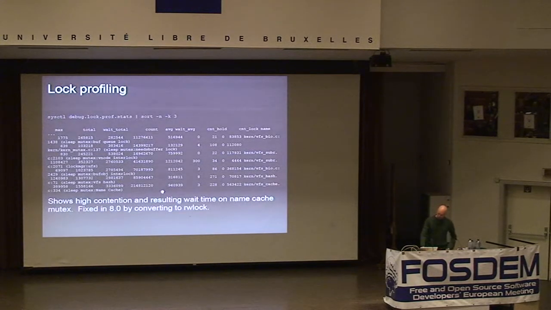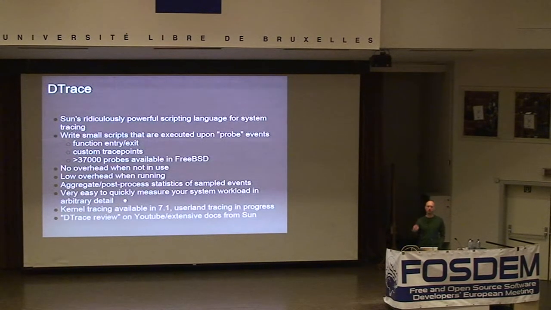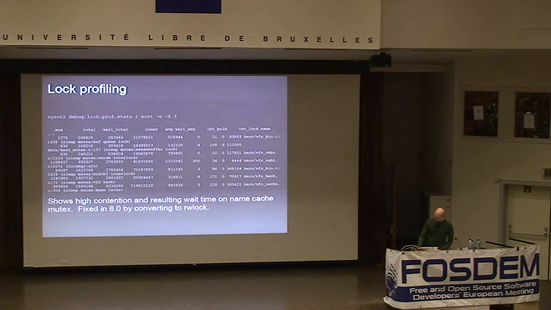So this is what a typical output will look like. This was a somewhat contrived example. I had to fiddle the numbers, actually. But the typical thing you see here, so I'm sorting by total wait time, and when you have a high contention situation, you'll typically find that there's one particular lock that we spend a lot of time waiting for, and this can point to a bottleneck. In this case, there was a bottleneck involving this name cache mutex.